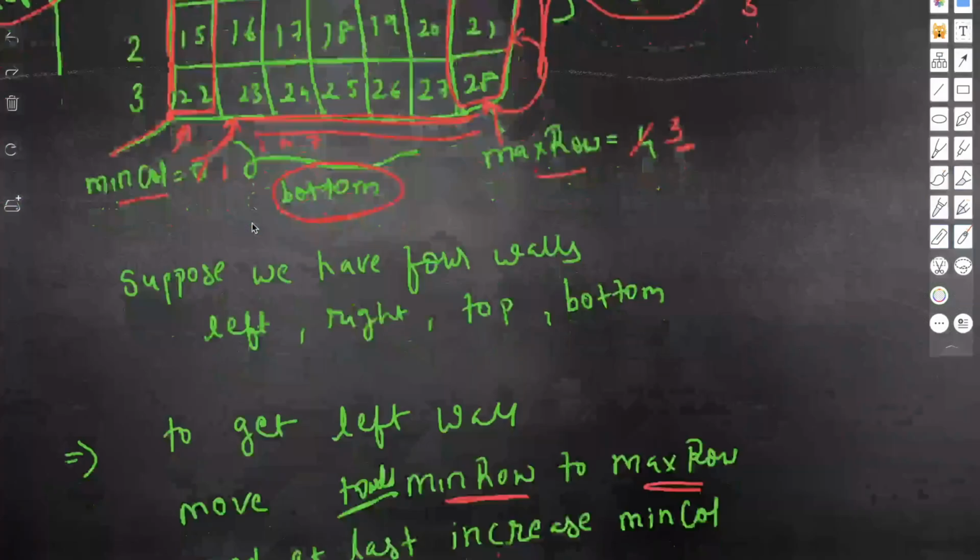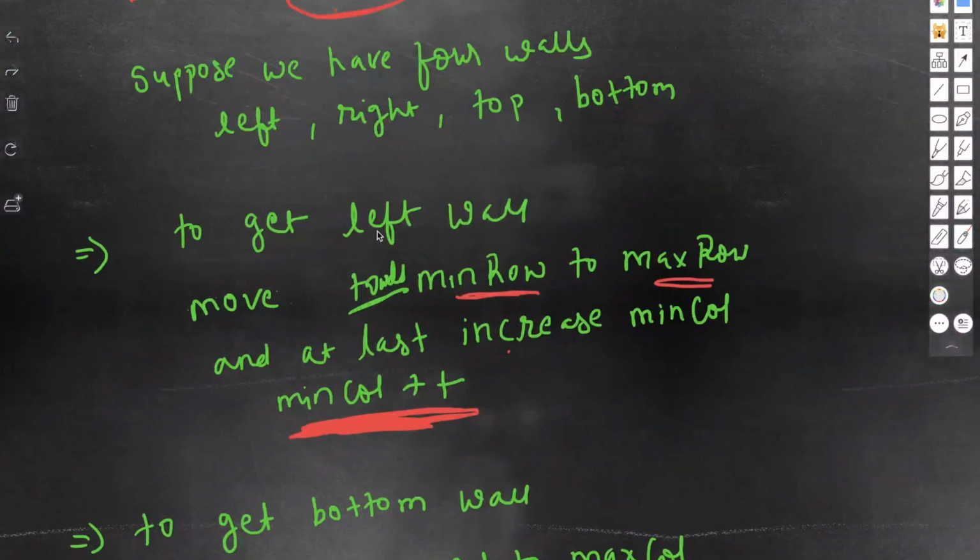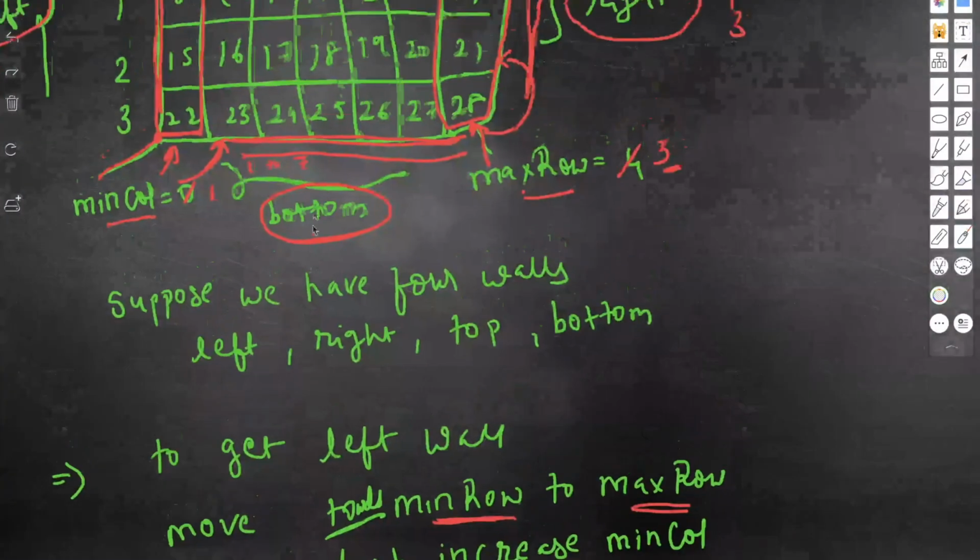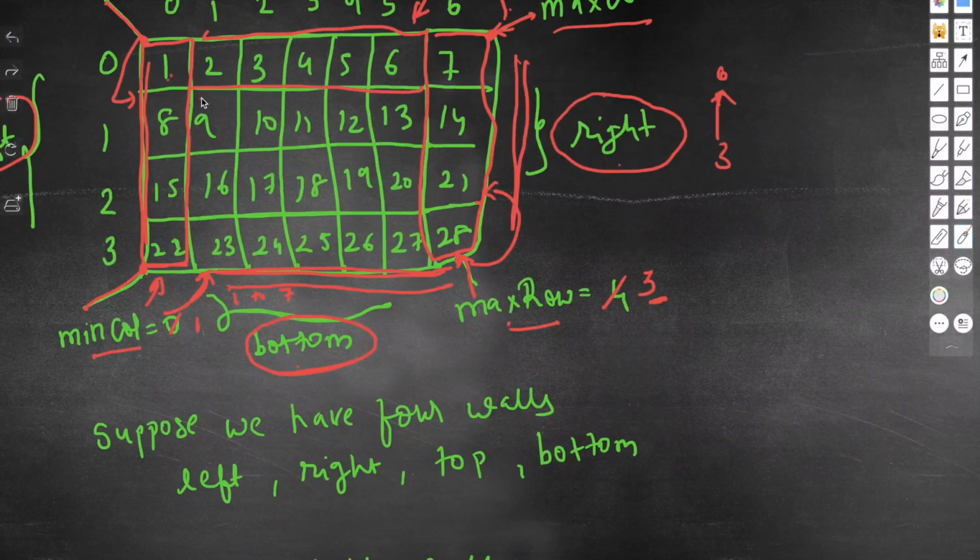Same thing we have to do to get the left wall, min row to max row. Where is min row? Min row is pointing towards here, right? And we have to move towards max row, that is still here. So in the next iteration you will move towards here, and for the bottom value you will move towards here, and so on. So this is the way you can get the shell value.